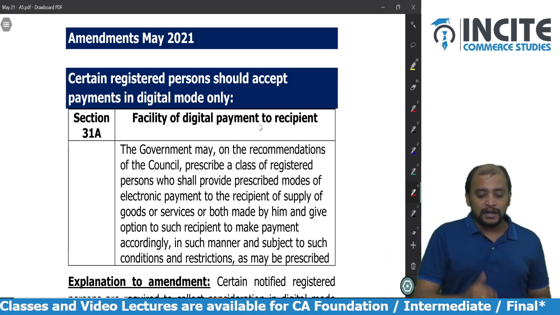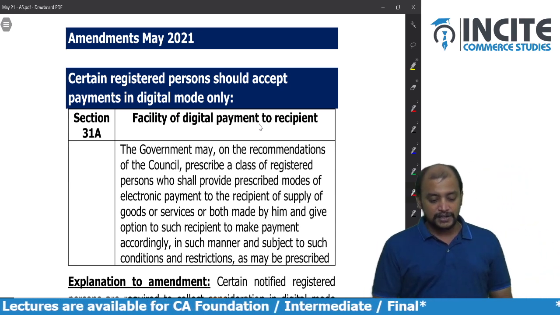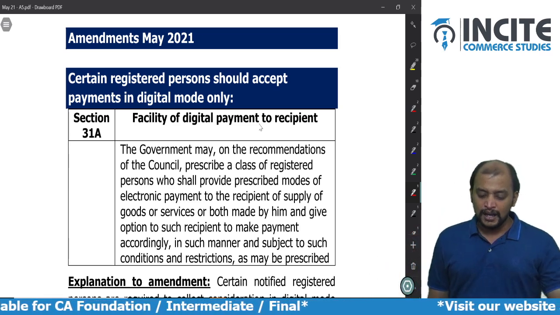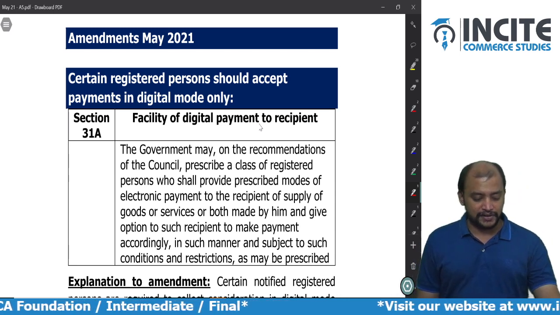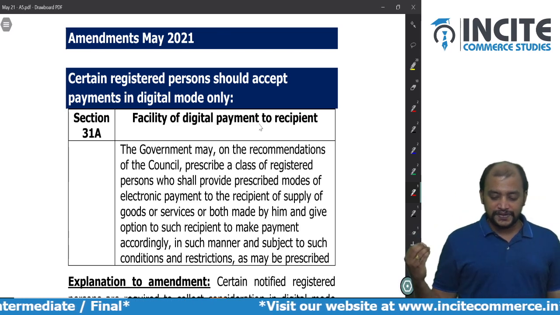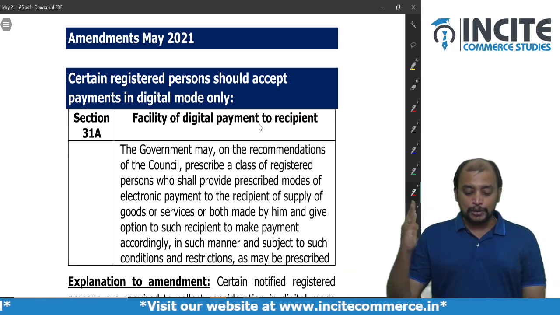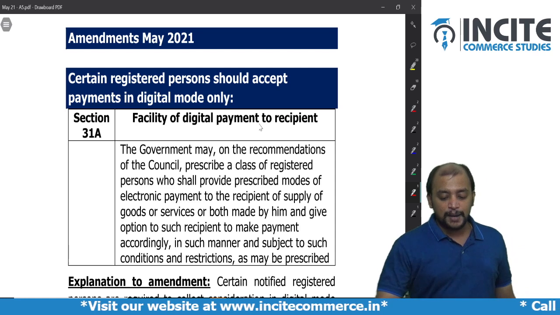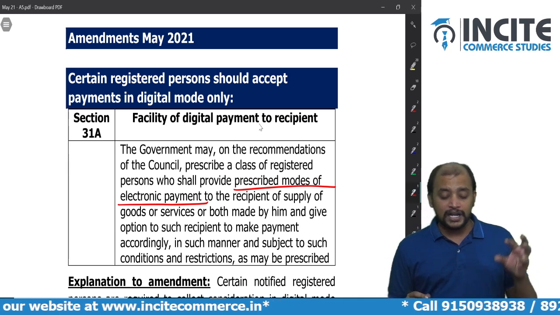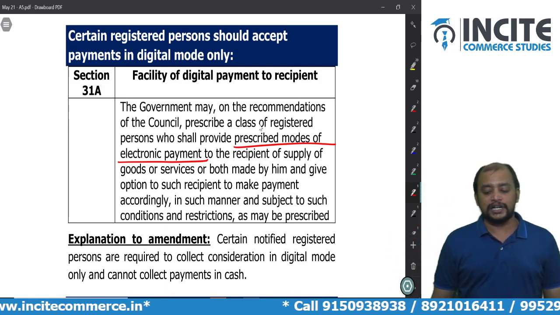The government may, on the recommendations of the council, prescribe a class of registered persons who shall provide prescribed modes of electronic payment to the recipient of supply of goods or services, and give the option to such recipient to make payment accordingly. Prescribed modes of electronic payment. Everyone, sir? No, only a certain class of registered persons, who give the option to such persons to make the payment accordingly. Got it?